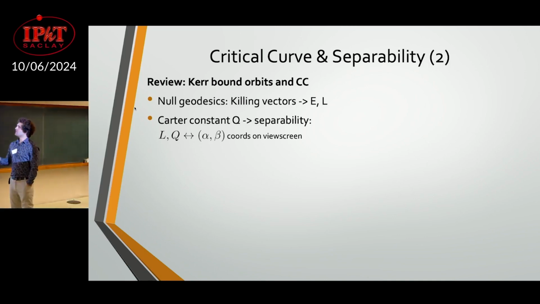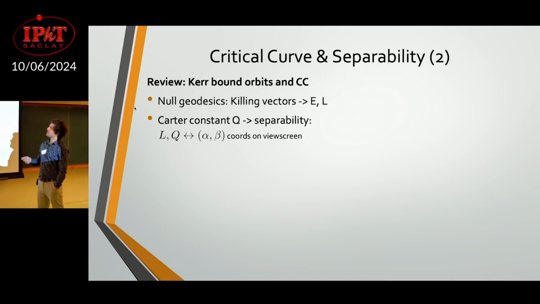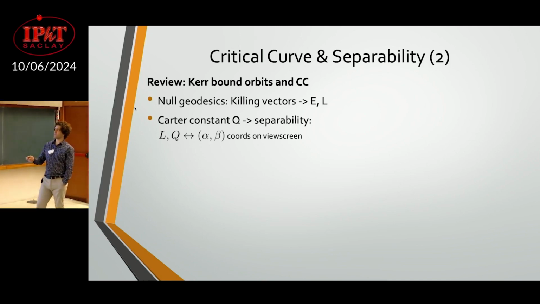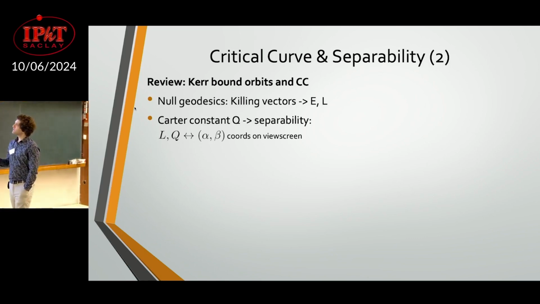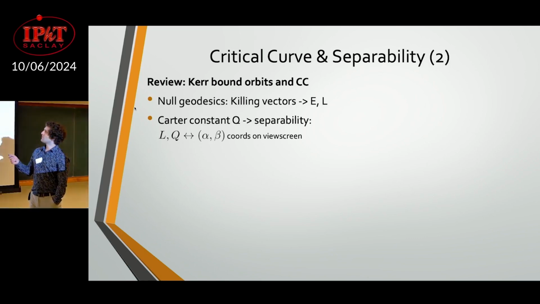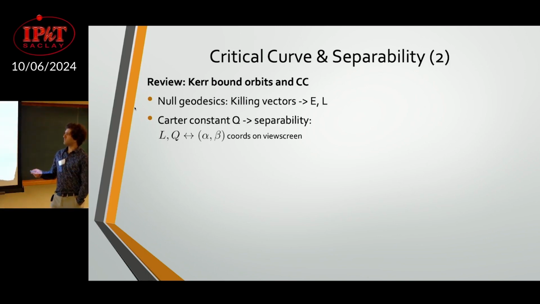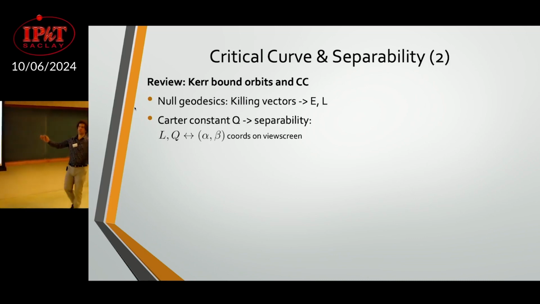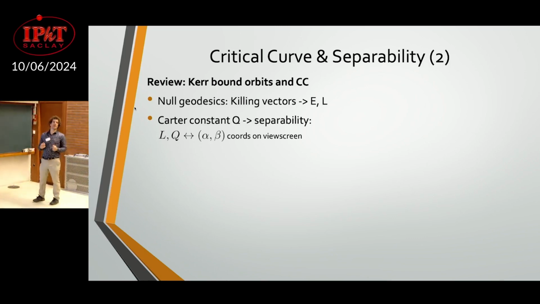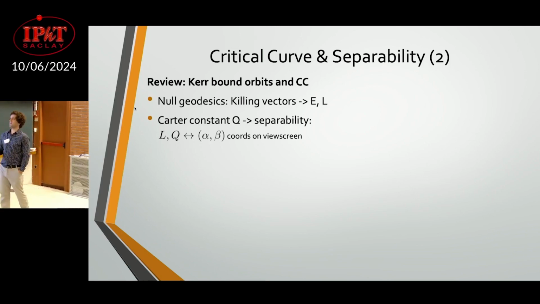So in Kerr, we have, of course, null geodesics, which have two conserved quantities, the energy and angular momentum, which come from the Killing vectors of the Kerr geometry. There's also another constant of the motion, the Carter constant, which is exactly what you need for separability of the geodesic equations. And what's interesting to note is that between L and Q, the angular momentum and Carter constant, rescaled by energy, there is essentially a one-to-one map between these conserved quantities and coordinates on our view screen. We have a screen at infinity that we're using to look at the black hole, and the coordinates on this map one-to-one to different values of L and Q.